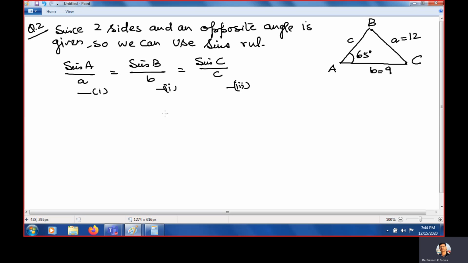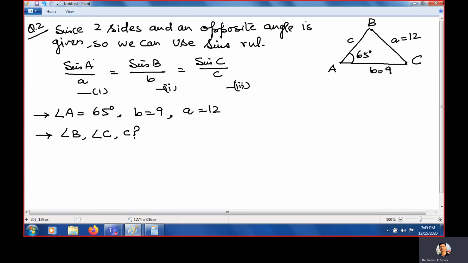Okay. What is given here? Angle A is given. It is 65 degree. Side B is equal to 9 is given, and another side A is equal to 12 is given. These three things are given. Okay. What do we need to find? We need to find angle B, we need to find angle C, and we need to find the third side C. This is the question mark. We need to find all these three things. Okay.